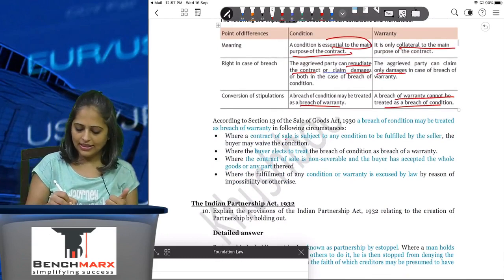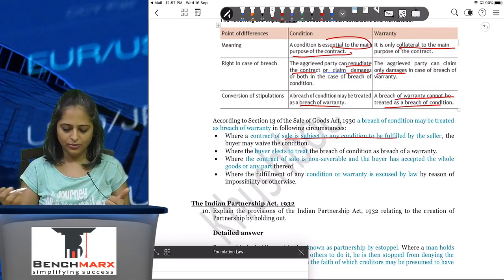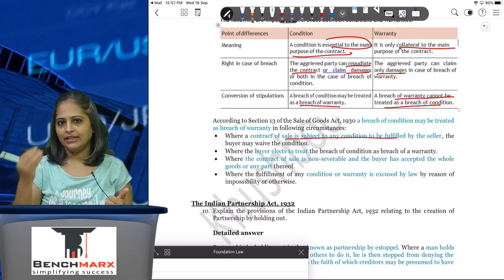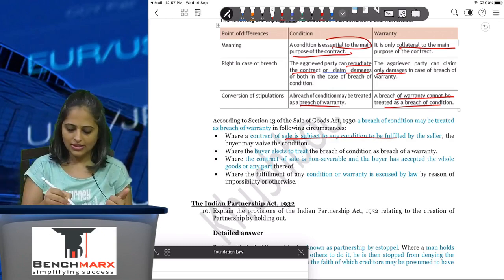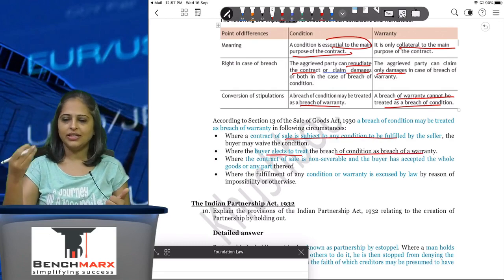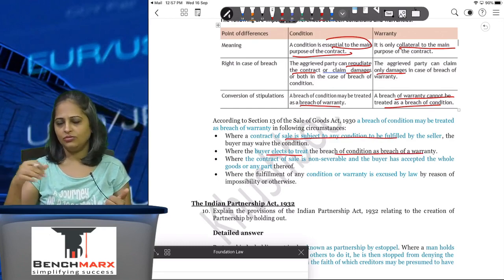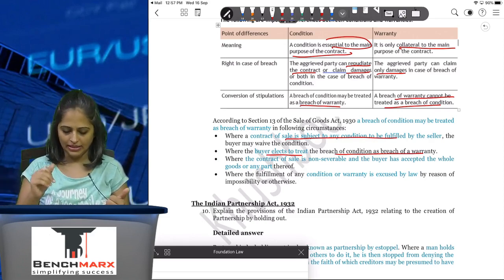Second part of the question said that when shall a breach of condition be treated as warranty? When the sale is subject to conditions to be fulfilled by the seller and the conditions are yet to be fulfilled, the buyer may decide that it does not want to, it may waive those conditions. The buyer elects to treat the breach of condition as breach of warranty. Acha, theek hai, you've given me the car now, I'll treat it as breach of warranty. I'll just take the damages and I'll keep the car even though it's not taking me to Himalayas.